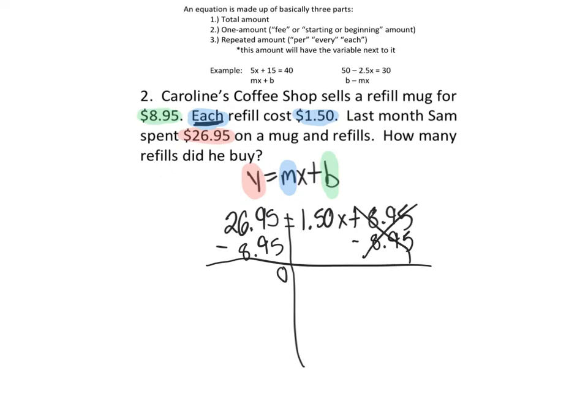5 minus 5 is 0. 9 minus 9 is 0. 6 minus 8 we can't do, so we have to borrow. This becomes 1. This becomes 16. 16 minus 8 is 8. And 1 minus nothing is 1. So we end up getting 18. Now we're going to bring down the 1.50x.